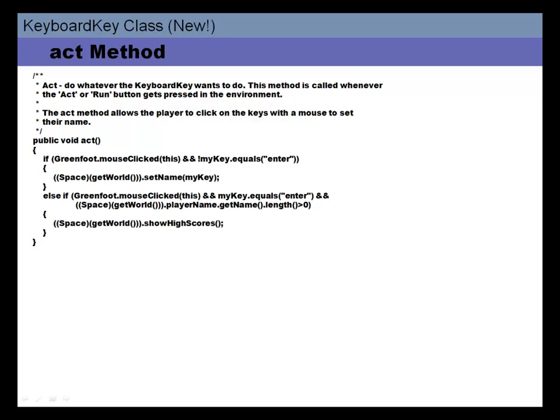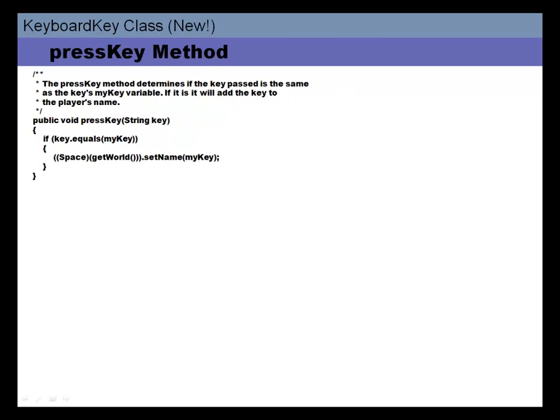Now we come to the act method, where mouse click is implemented to call Space's setName method to either add or backspace a letter, or if enter is clicked, Space's showHighScores is called. Method pressKey determines if the key's letter is pressed, after which it calls Space's setName. This is this class's final method, so save and close it.